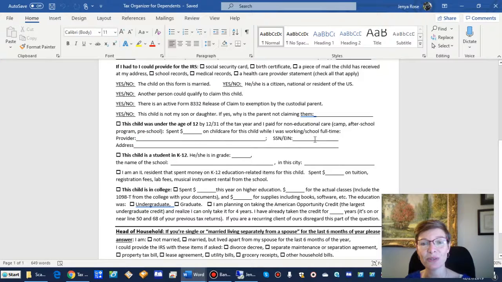We do need the EIN of the daycare provider or summer camp, whatever it was, not school, summer camp, provider name and address.